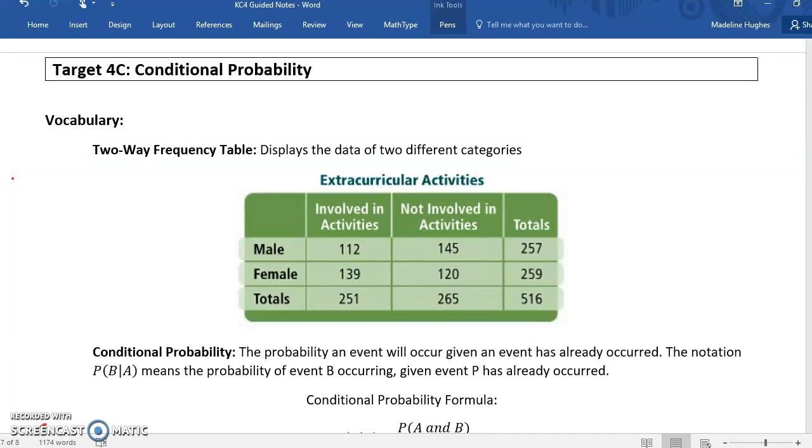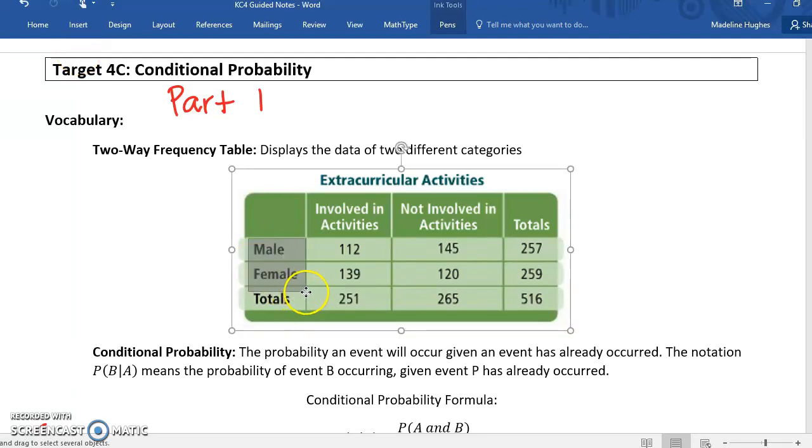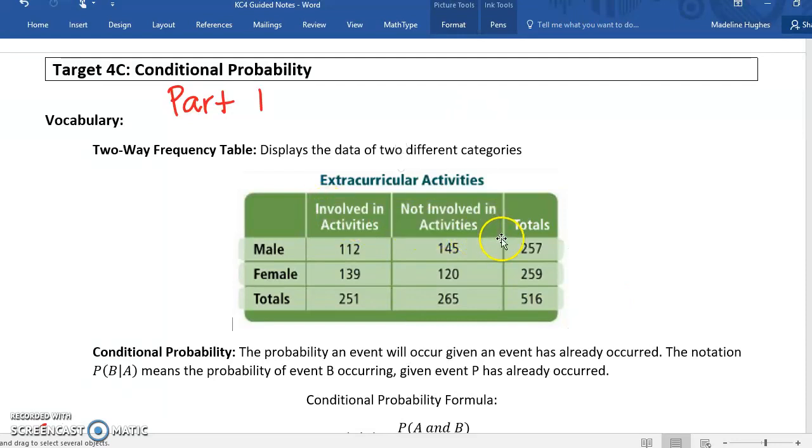I'm going to look at target 4C, part 1, conditional probability. Okay, so first of all, vocab. We're going to see a two-way frequency table, which we saw in target A. We saw a frequency table, but this is just two-way, which means you can read it in two different directions. So we can either read how many males and females going across on the row, or we could also read looking at the involved in activities or not involved in activities.